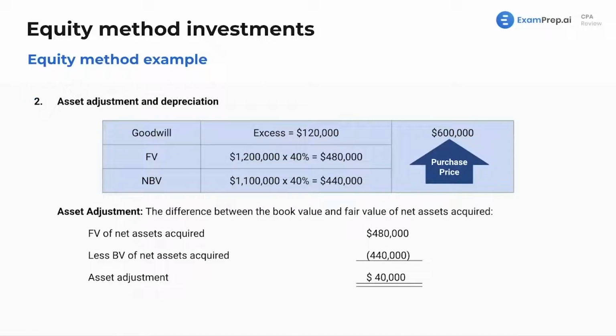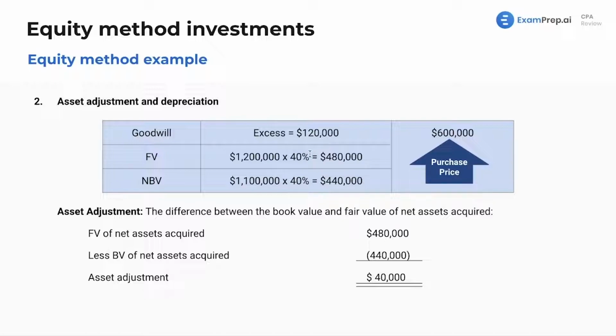All right, we're still on the same example. Now this is the asset adjustment and depreciation. The fair value of the company in the given information before was $1.2 million. The net book value was $1.1 million. So we only care about our percentage of it. We care about the 40% that we purchased.